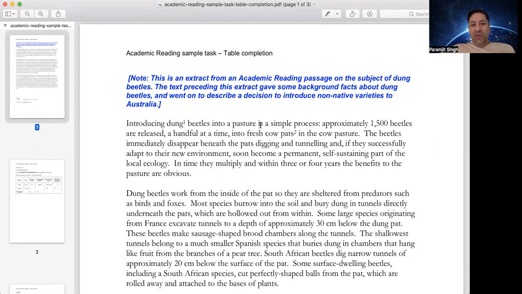Introducing dung beetles into pasture, it's a simple process. Dung beetle is basically some species. Into a pasture is basically a ground with some grass. Approximately 1,500 beetles are released a handful at a time into fresh cow pads, cow dung basically, in the cow pasture. The beetles immediately disappear beneath the pads, digging and tumbling, and if they successfully adapt to the new environment, soon become a permanent self-sustaining part of local ecology.